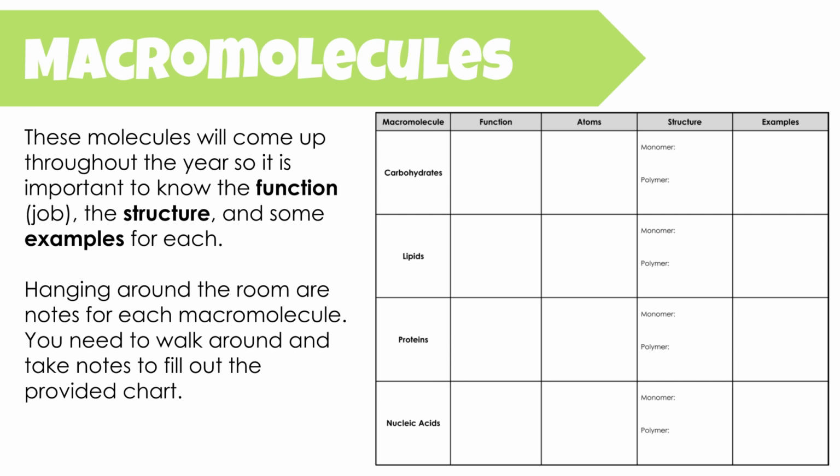As we go through this video, my students have this graphic organizer in front of them, so it's important that you fill it out for each of the different macromolecules. Tell me what its function is, what its job is within the cell, the types of atoms or elements that make up each macromolecule, what the structure is, so the monomer and polymer for this particular molecule, as well as some examples. Around my classroom, you're going to find posters. As you walk around the room, find each poster and fill out those notes on your graphic organizer.